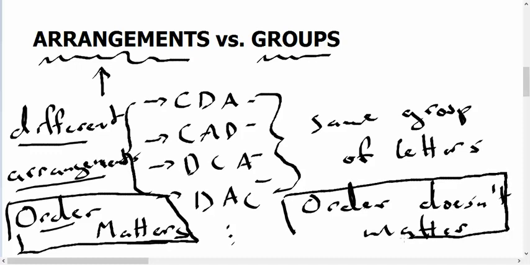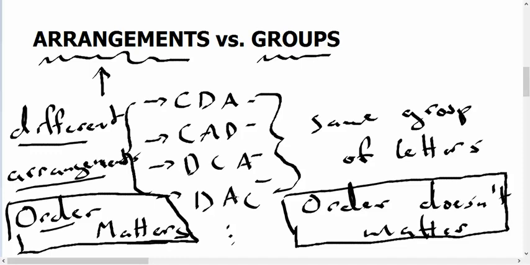So, for example, if you take another look at these letters, if we care about the number of arrangements, we're going to say, well, here on this page, we've got four different arrangements written on the page. But if we're looking for the number of groups of letters, we've only got one group of letters written on the page because in each of these arrangements, it's just one C, one D, one A. So when a question is asking us for groups, it's a situation in which the order does not matter. When a question is asking us for arrangements, it's a situation in which the order does matter. Okay, hopefully that was somewhat clear.